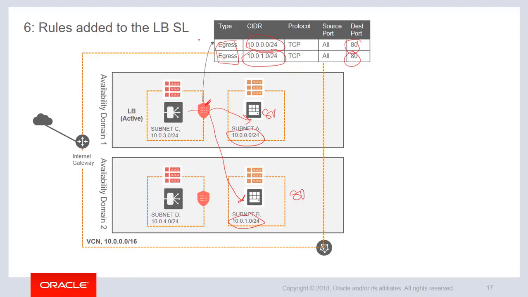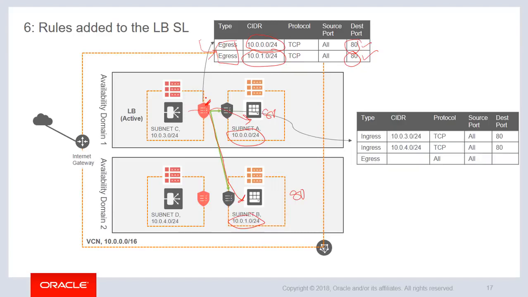I have to add a couple of rules where I say, open for outgoing traffic, send only to these two subnets, don't send anywhere else. At the same time, and that's what is being shown by the green lines there, this particular subnet is taking incoming traffic, so it has to say that my ingress traffic, my incoming traffic, has to come from here, or it can come from here in case of a failover, in case of an outage of AD 1. So it can come from these two subnets, and the traffic is coming on port 80.